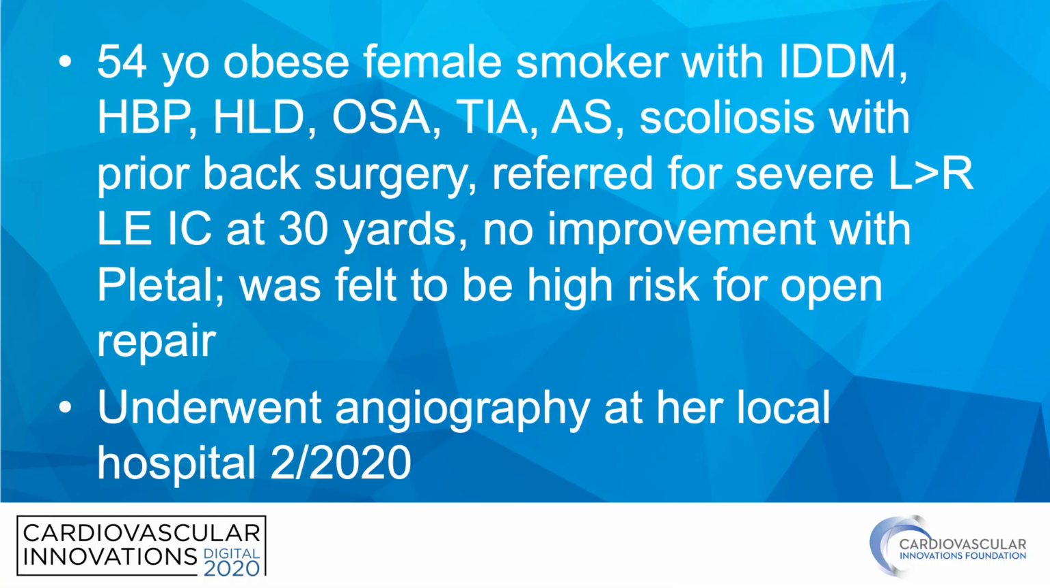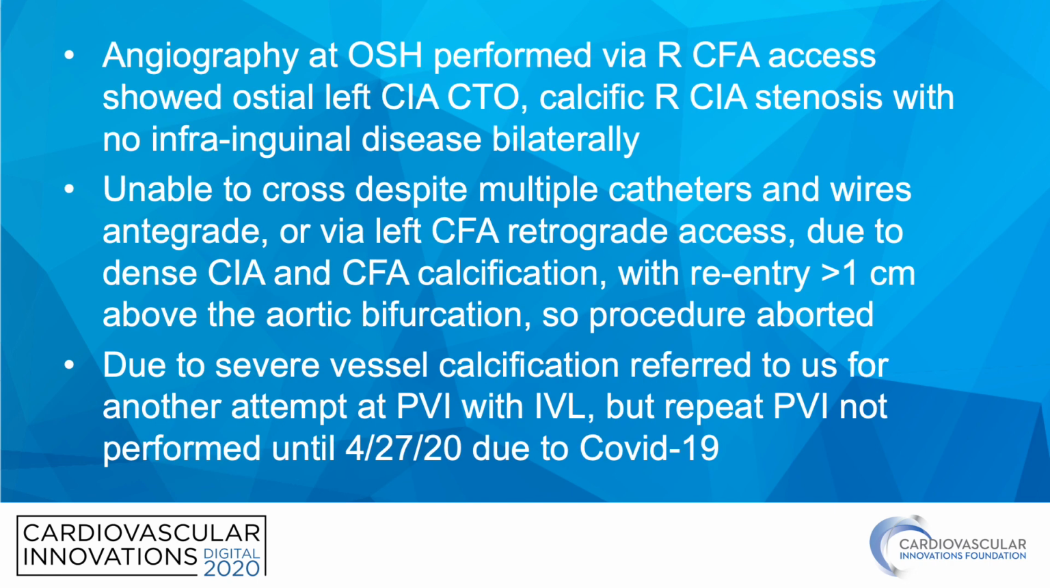Our next case is a 56-year-old obese female with progressive aortic stenosis who'd had prior back surgery ×3 with severe claudication. She was felt by her vascular surgeon to be at high risk for open repair. She underwent angiography at her local hospital in February. At that time, angiography was obtained from right common femoral access, and she was noted to have a left common iliac occlusion with a right common iliac artery stenosis. Unfortunately, the operator was unable to cross the CTO on the left, and the procedure was aborted.